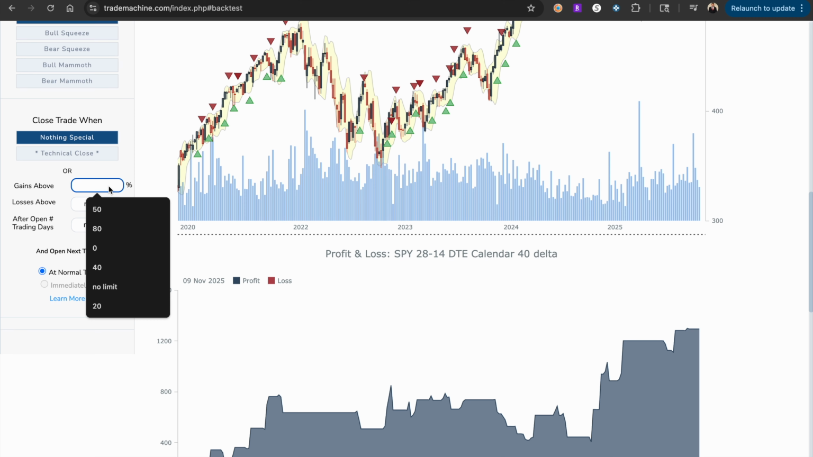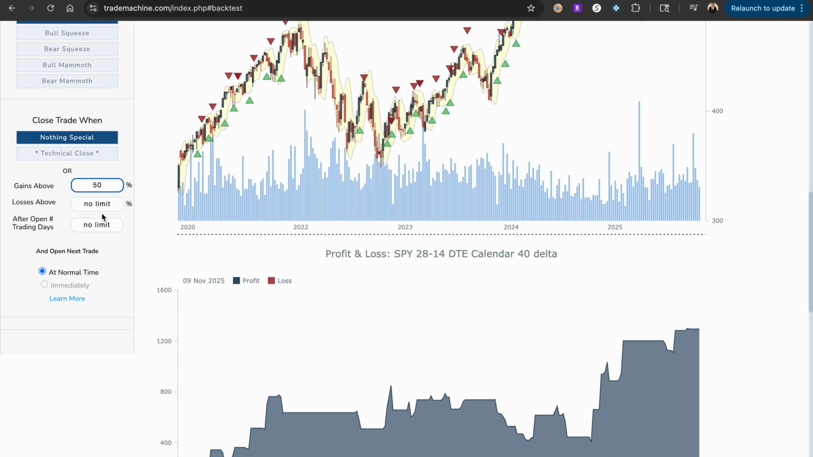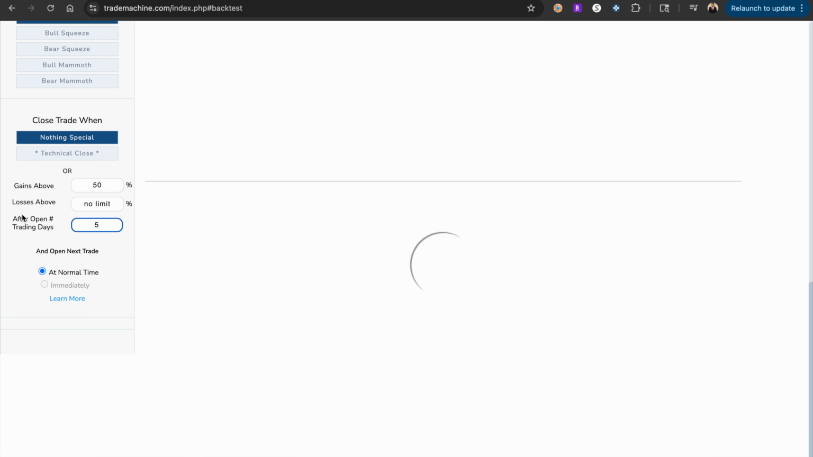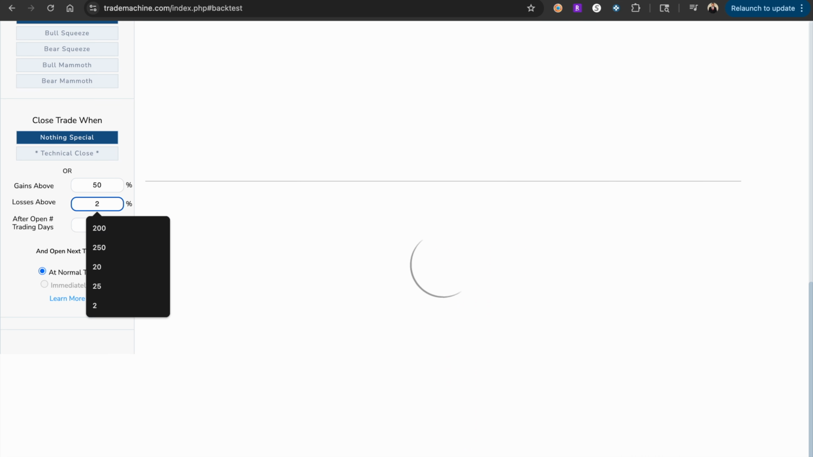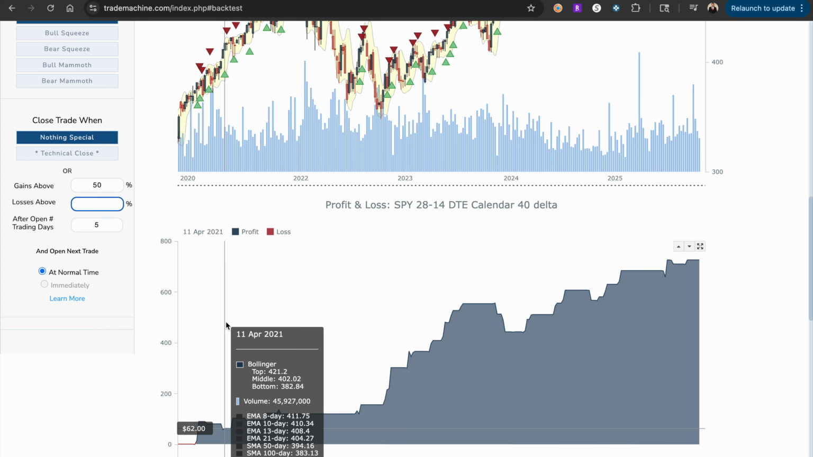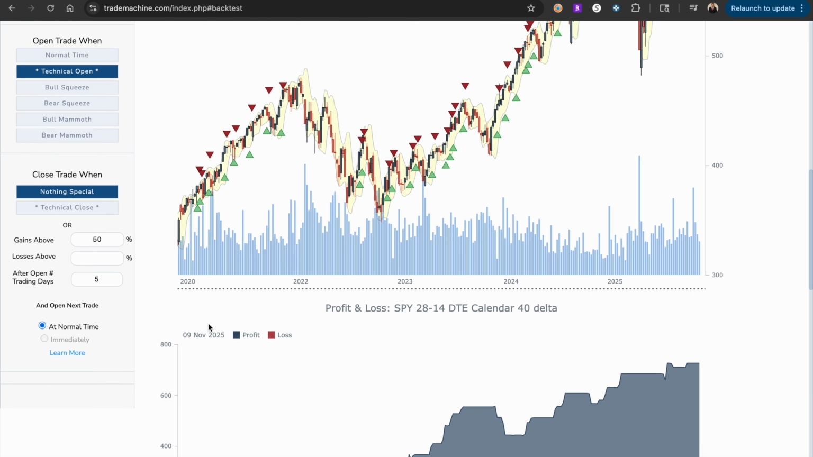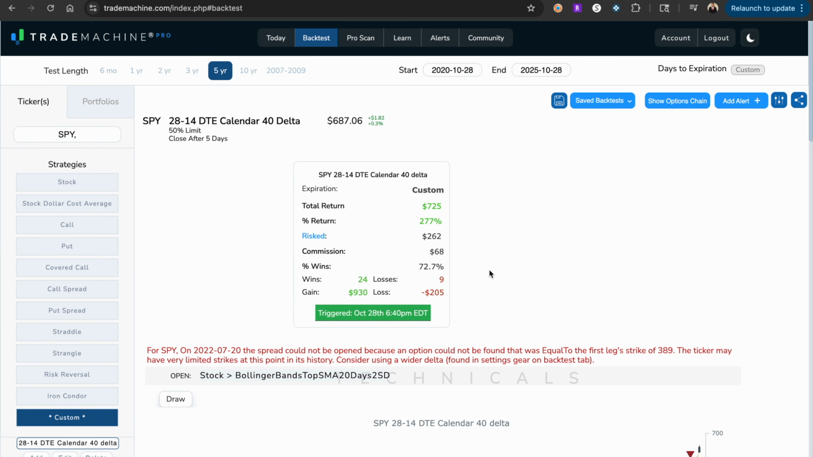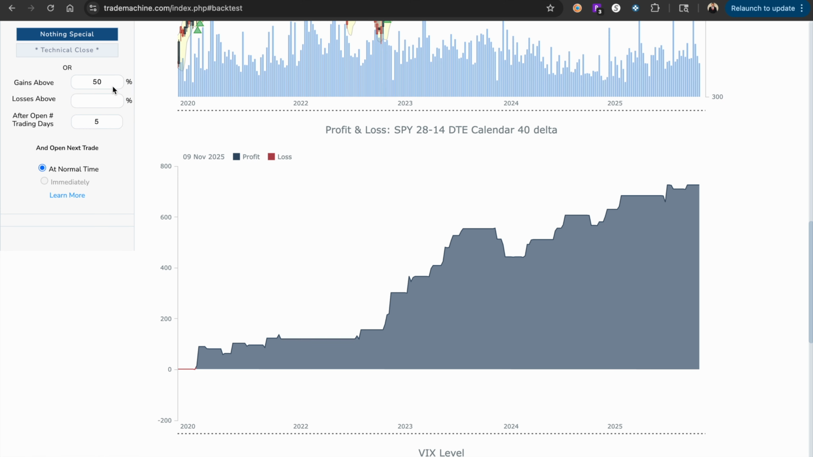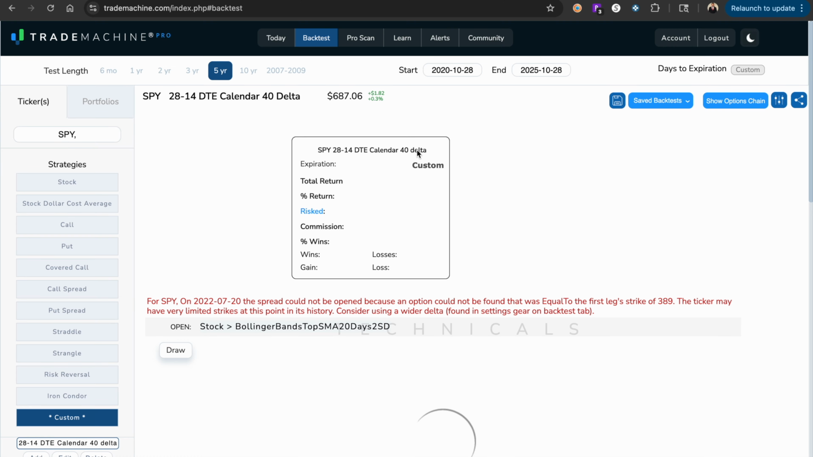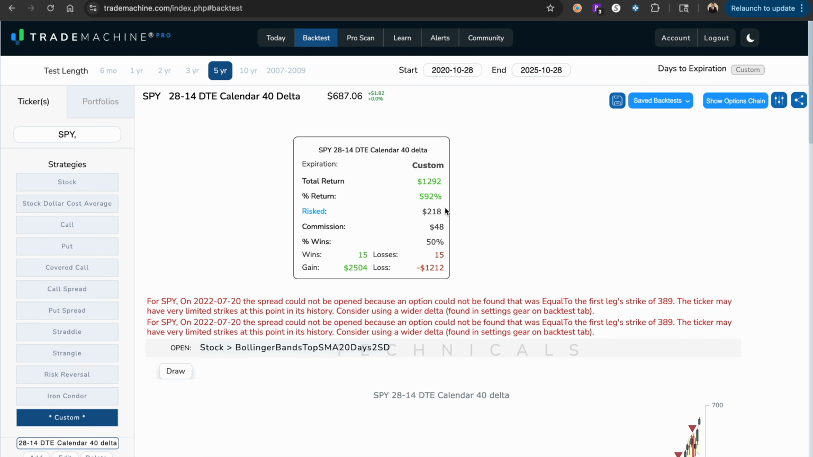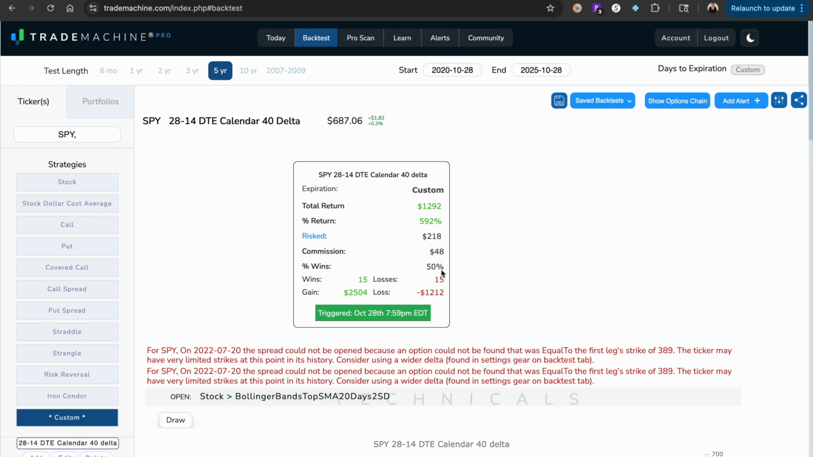Let's say we want to start adding limits, let's say 50% win, and then a 5-day close out after 5 days, and then 100% loss limit, or we'll leave the losses blank and see how that goes. All right, so with a 50% win and a 5-day closing period, our win ratio is pretty good. However, we cut our return percentage almost in half. Let's do no closing parameters besides closing out that front leg of the option first. So that jumps up to 592% with a 50% win rate.